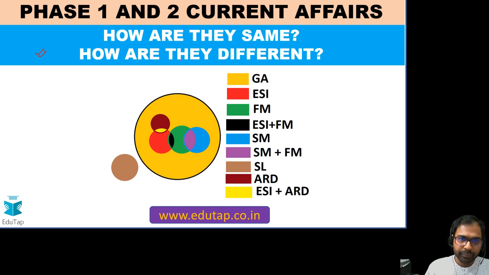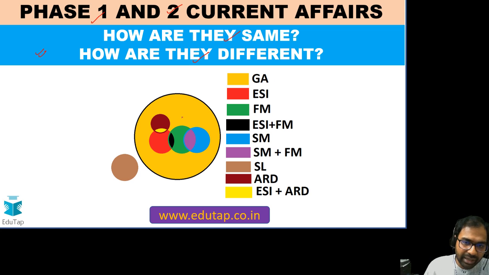See, I'll tell you. This is a slide about phase 1 and phase 2 current affairs. How are they same and how are they different? I get so many queries. What do I do for phase 1 GA? What do I do for phase 2 ESI? What do I do for phase 2 finance current affairs? So here is the slide that will answer all your queries.